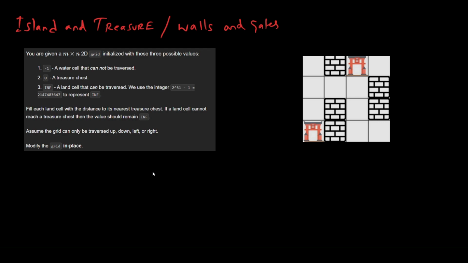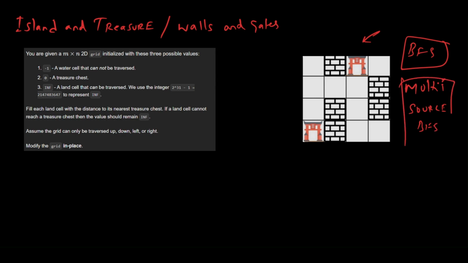Right. Hey all. Today we are going to solve the island treasure problem, aka walls and gates. Spoiler alert: it's a graph problem, and this will come under the BFS pattern. To be more specific, another spoiler alert, it's going to be multi-source BFS. Let's go through the question, work out one example, and we'll code it up.